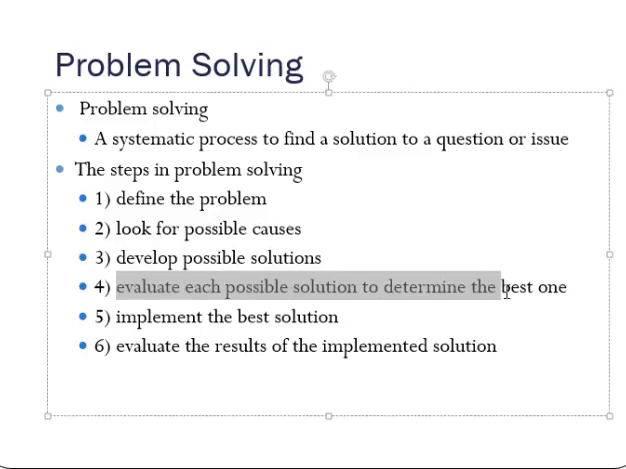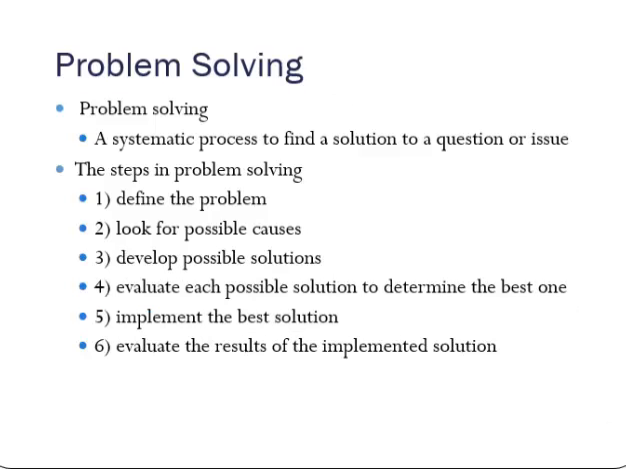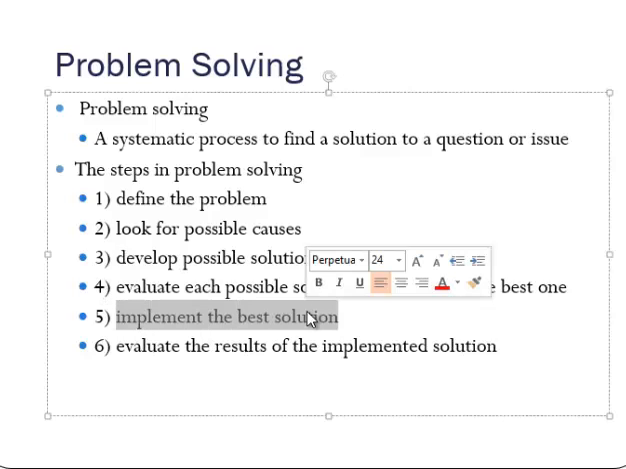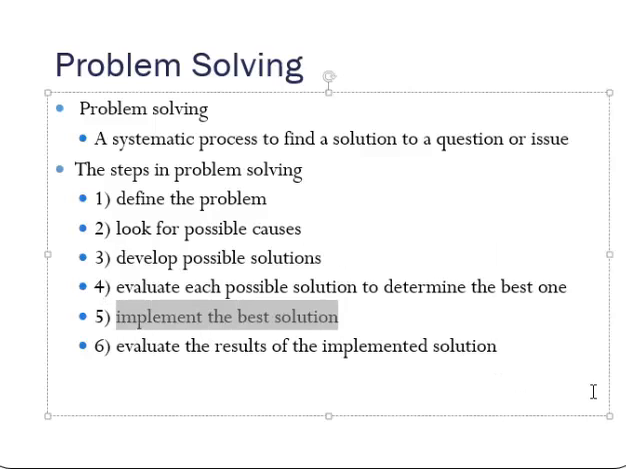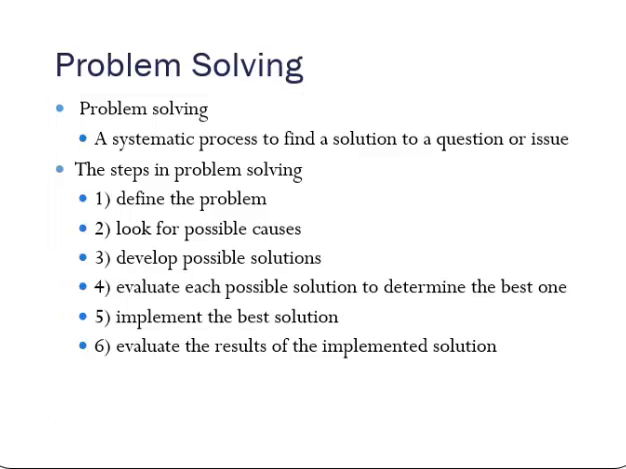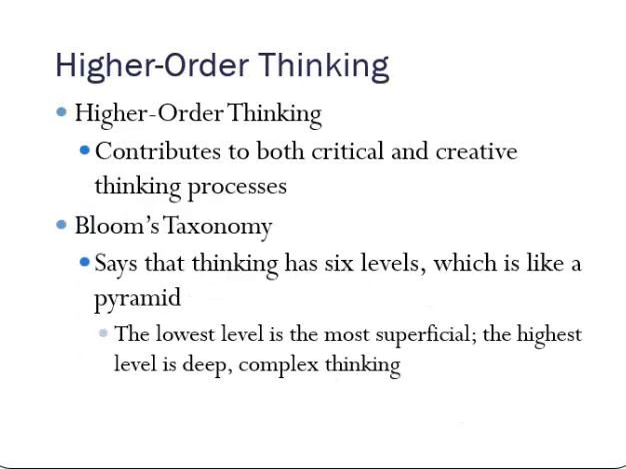Evaluate each possible solution to determine the best one. Which one can I do now? Which one do I have access to? Which one is most likely to be effective? Which one is easiest? And then implement the best solution. This is kind of like experimentation almost from a science perspective. Do the actual solution that you came up with as the best. And then finally, evaluate the results of the implemented solution for future reference.